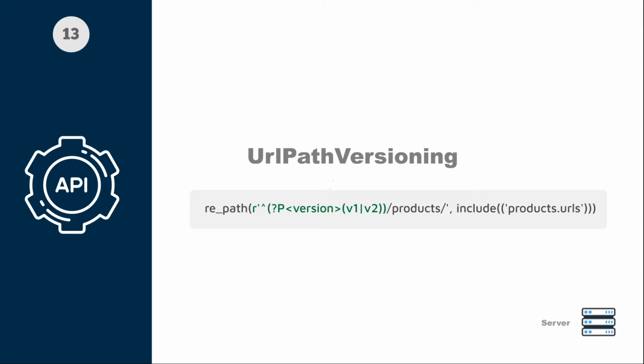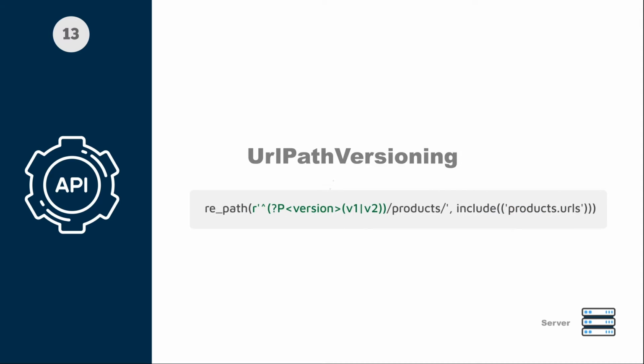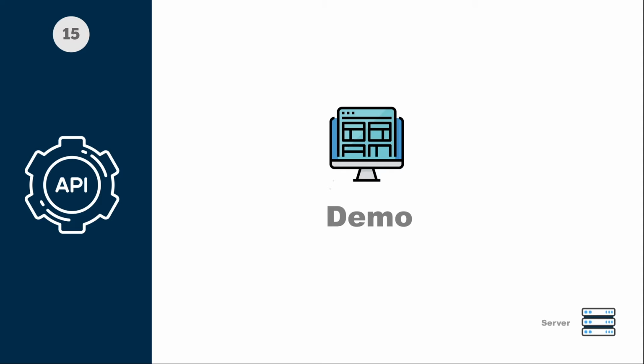So to make it simple, the difference between the URLPath versioning scheme and the namespace versioning scheme is that with namespace versioning, the namespace should be appended as a keyword parameter on the include function, whereas with the URLPath versioning, we need to apply the regular expression that constrains each request issued by this particular URL to have the valid version from the allowed versions on the configuration. So let's demonstrate and see how we can use the URLPath versioning.